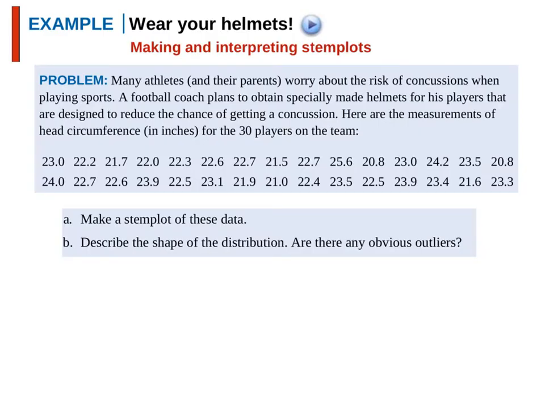So let's practice making our own. So this example is called Wear Your Helmets. So the problem is many athletes and their parents worry about the risk of concussions when playing sports. A football coach plans to obtain specially made helmets for his players that are designed to reduce the chance of getting a concussion. Here are the measurements of the head circumference in inches of the 30 players on the team. So what we're going to do in this example is make a stem plot, and then we're going to describe the shape of the distribution and see if there are any obvious outliers.